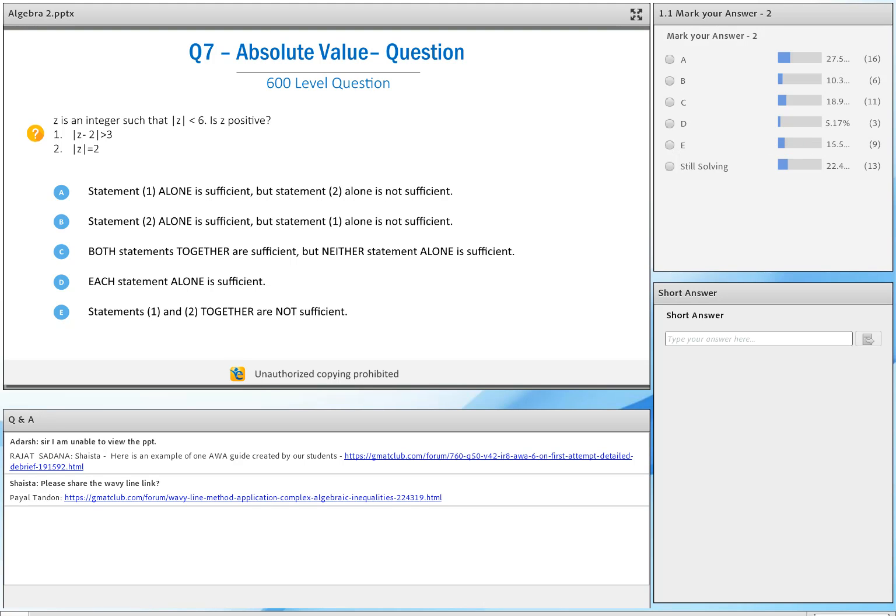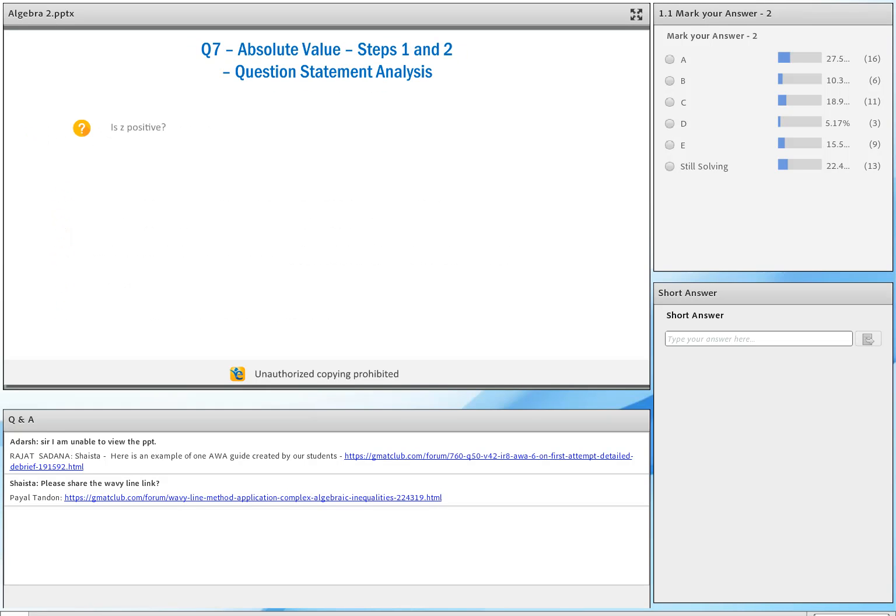Okay, so let's solve this question here. What is it asking us? It's simply asking, is z positive? Okay. Now, what has been given to us?